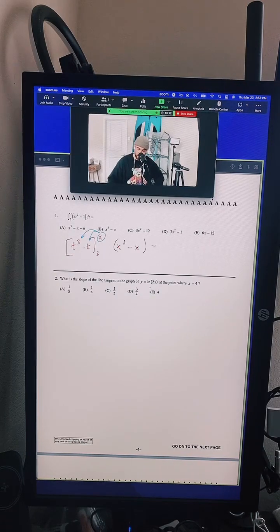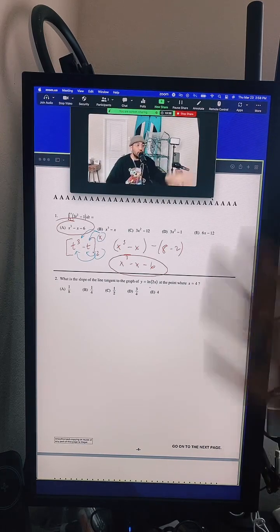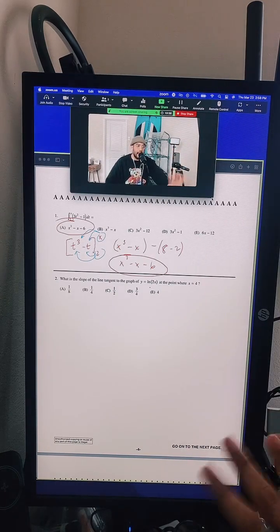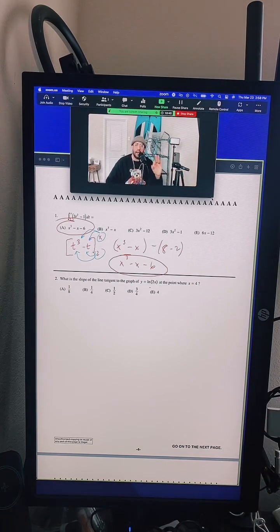And then we're going to subtract the value that we get when we plug in 2 into our new function. That's going to be 8 minus 2. So if I simplify this, this is x cubed minus x minus 6. That should be our answer, and it looks like it was going to be option A. Really simple. You're going to see that the multiple choice question for the AP exam is that easy. As long as you continue practicing these questions, that multiple choice portion is going to be a breeze.